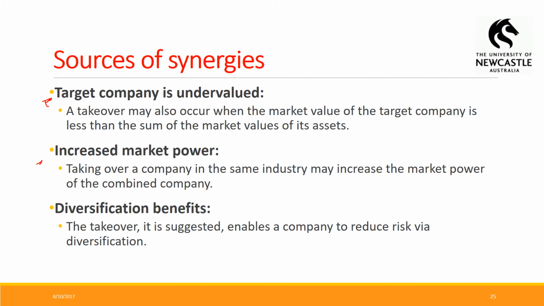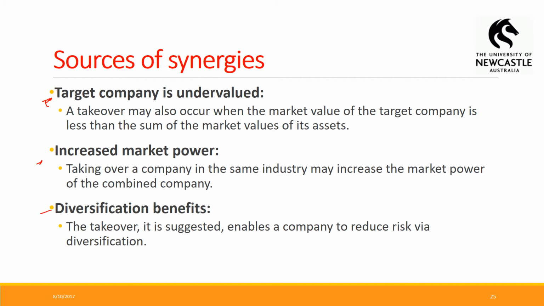Increased market power. So in this case, in particular with horizontal M&As, when we combine two competitors, two market players together, the market power of the combined company can be larger, but this is subject to approval from ASIC, right? Because it relates to the competitiveness of the industry.